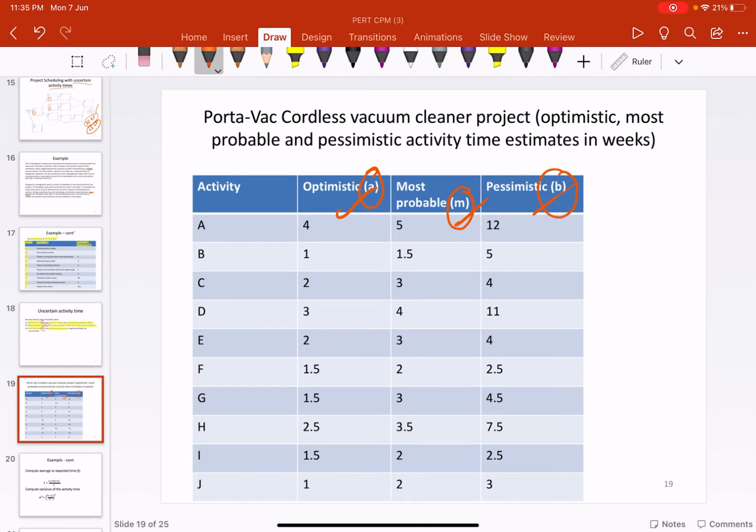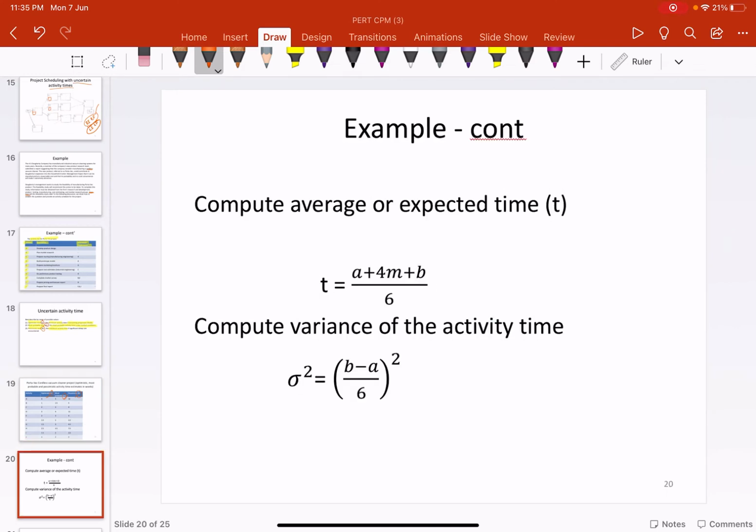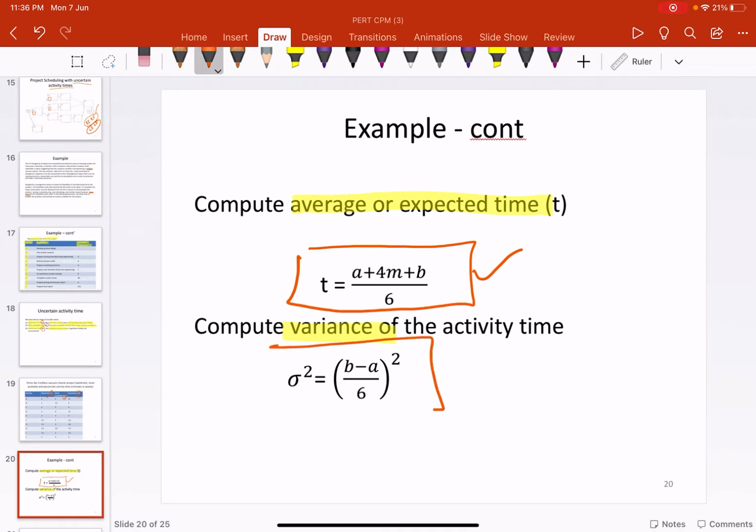All right. Now, for every activity, you need to be able to compute the average or the expected time, in which the formula is A plus 4M plus B divided by 6. So this is the average time. And you also need to compute the variance of the activity times. So the variance, the formula is just like this one.